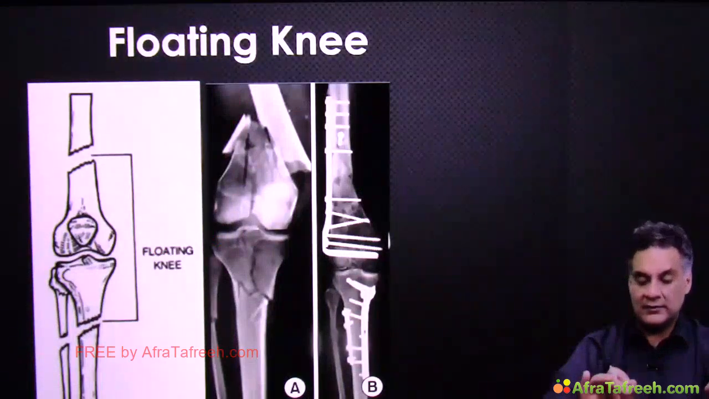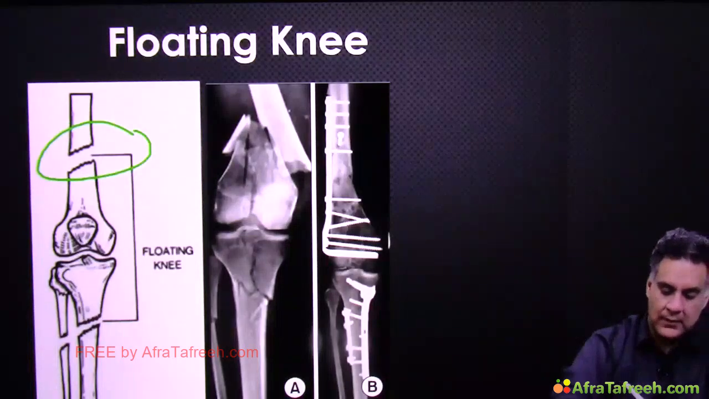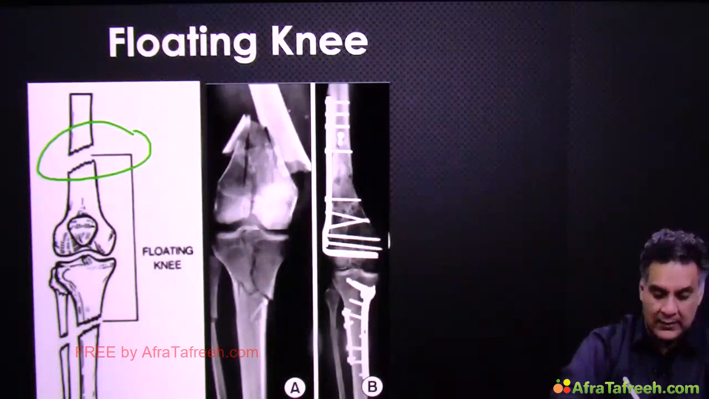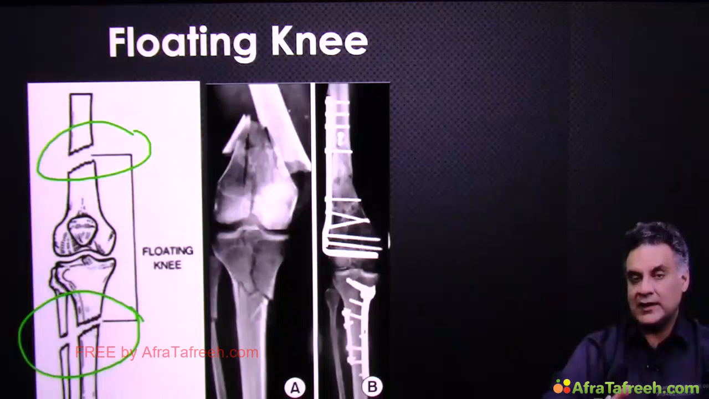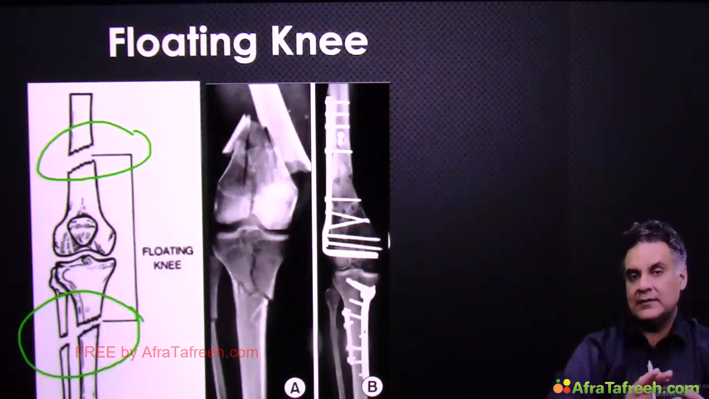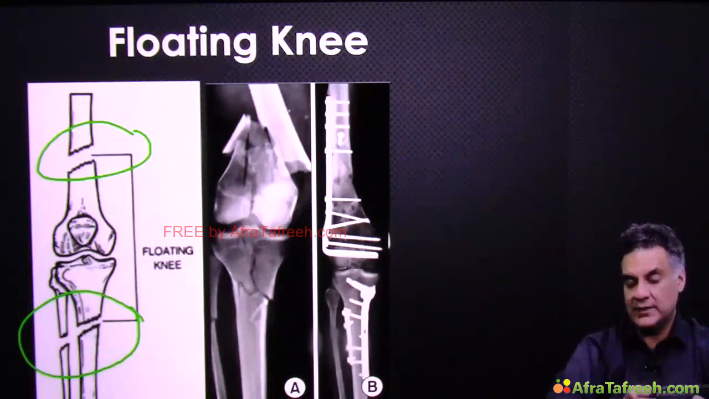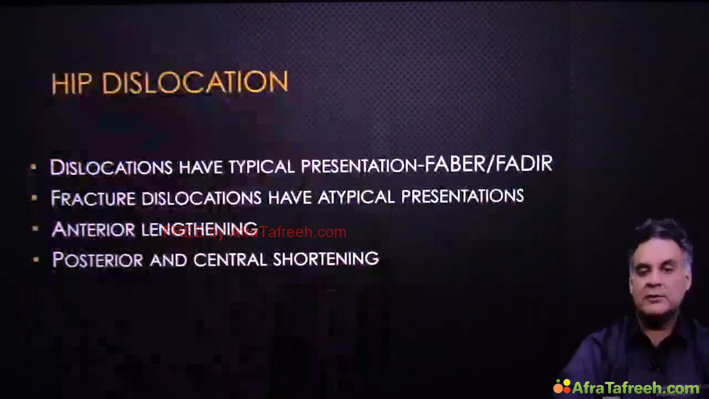If there's a fracture involving a major bone above the joint and a major bone below the joint, it is called a floating joint. Floating elbow, humerus and ulna. Floating knee, femur and tibia. Treatment, fixation. This is what you should remember.